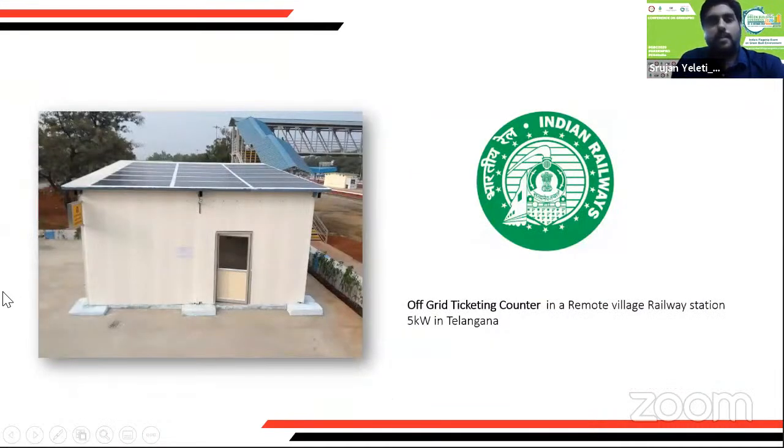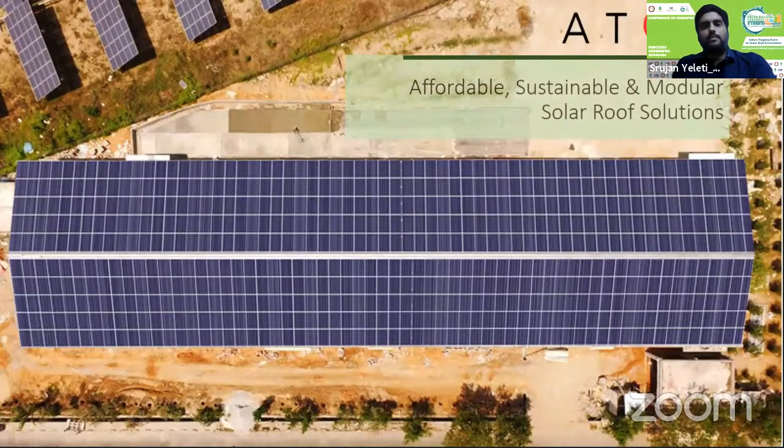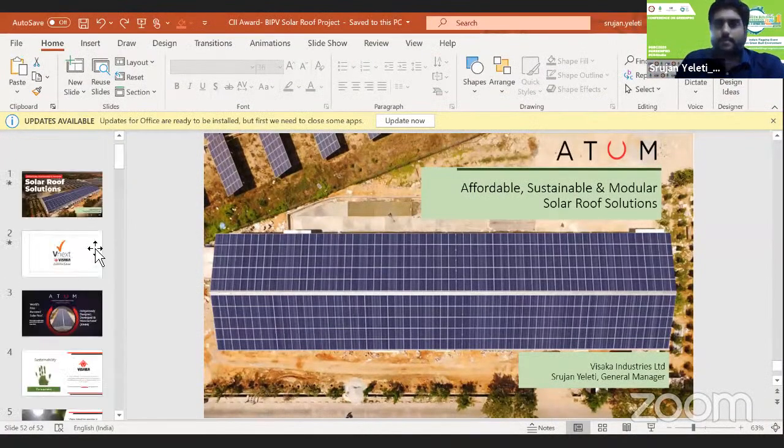And this is for South Central Railway, an off-grid ticketing counter. So it's very versatile. It's like a roof material. That's it about Atom. I can take any questions.